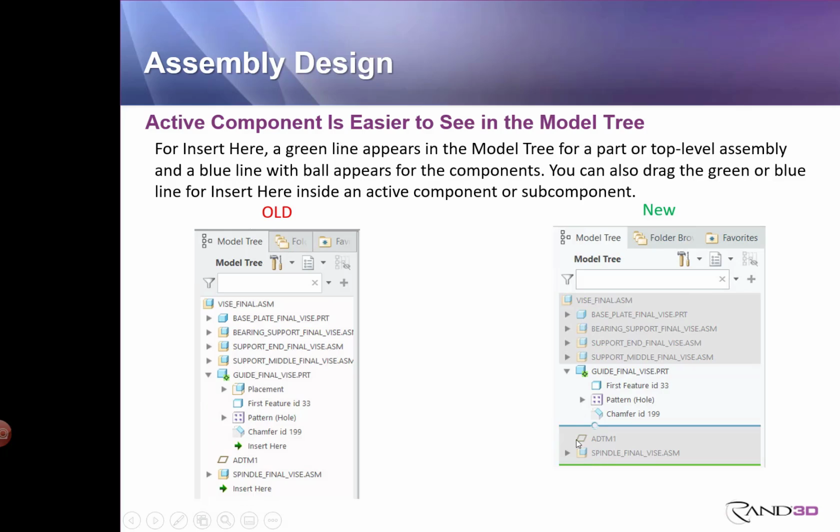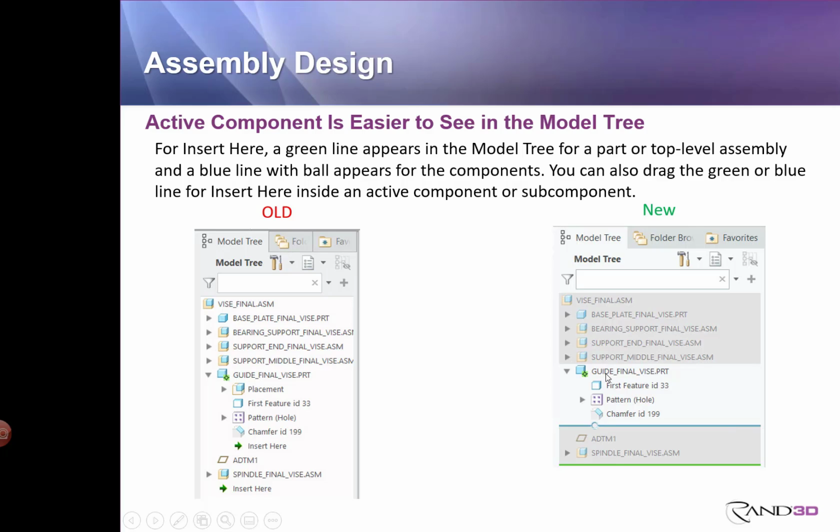The other change with our tree in the assembly is the insert here. In the old setup, insert here was listed underneath usually your top level assembly, and if you were looking at a specific part, it'd be listed underneath the part level as well. In Creo 6, the green line and the blue line represent the insert here. So it does the same thing, it just changed the way it looks.